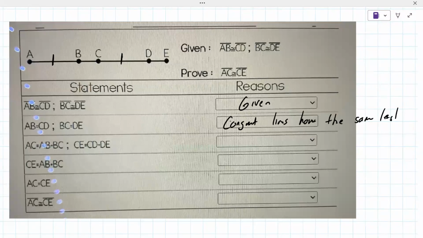Yeah. But please click that drop down. Def of congruent segments. There it is. Possibly, yes, that would be good.